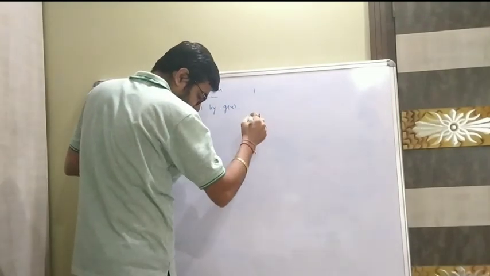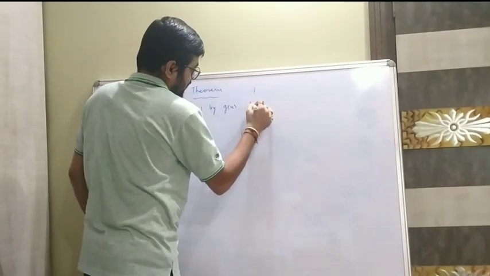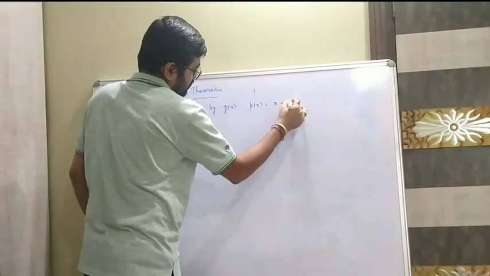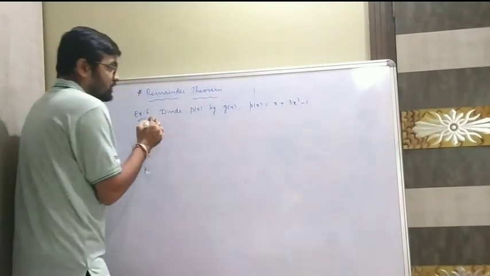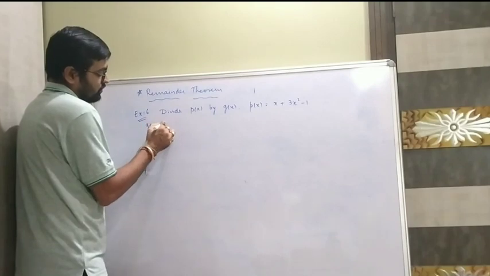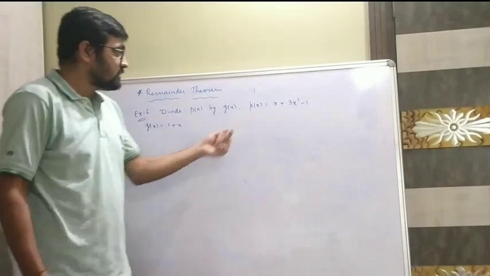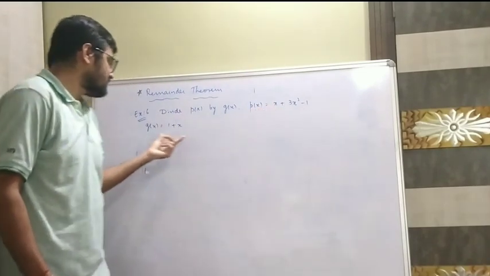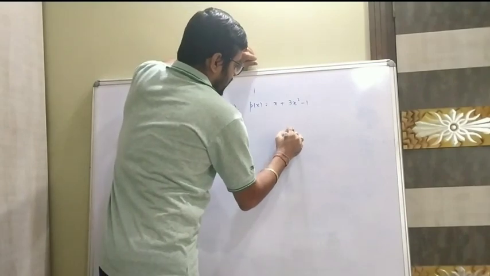Where p of x is equal to x plus 3x square minus 1, and g of x is equal to 1 plus x. So what I am supposed to do here is divide p of x by g of x. So let's have a look at how we are going to do that.